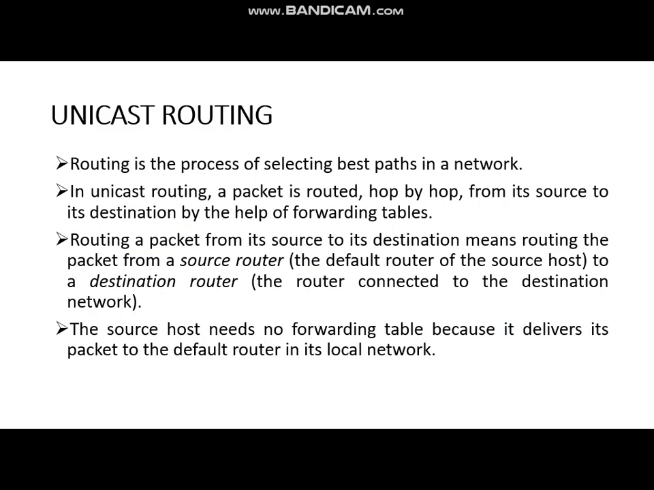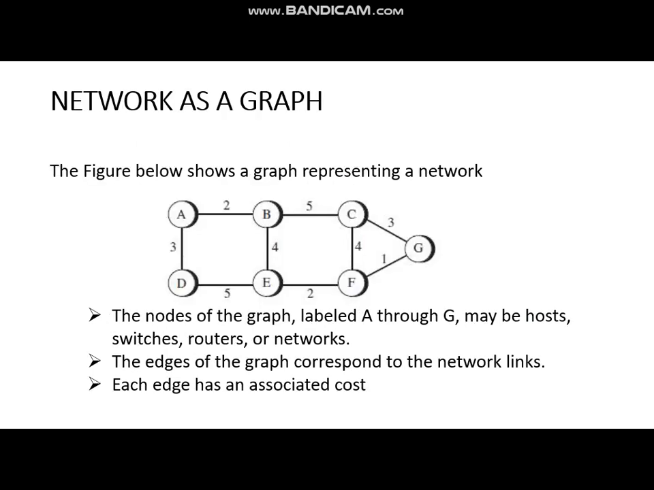Unicast routing. Routing is the process of selecting the best path in the network. In unicast routing, a packet is routed hop by hop from its source to destination with the help of forwarding tables. Routing a packet from its source to destination means routing the packet from the source router to the destination router. The source host needs a forwarding table because it delivers its packet to the default router in its local network.